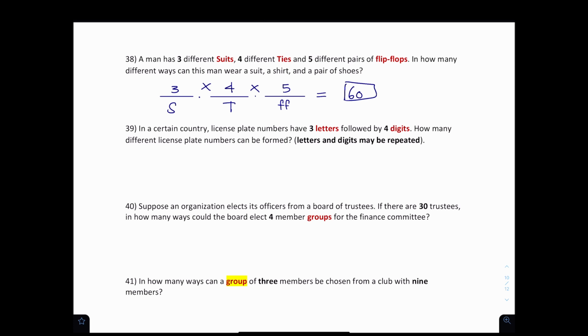Moving on, in a certain country, license plate numbers have 3 letters followed by 4 digits. How many different license plate numbers can be formed? Well, you have 3 letters and 4 digits. So I have letters and digits. You have 3 letters, so you have 3 choices for those, and 4 digits.